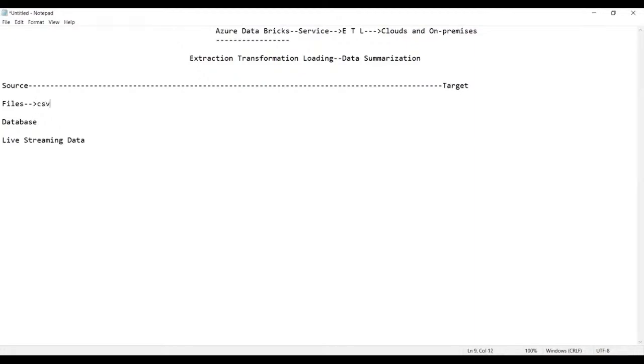Anyways, guys, these files, can you see here, we can have CSV files, JSON files, and then we have Excel files, etc. These are the various types of files we have.